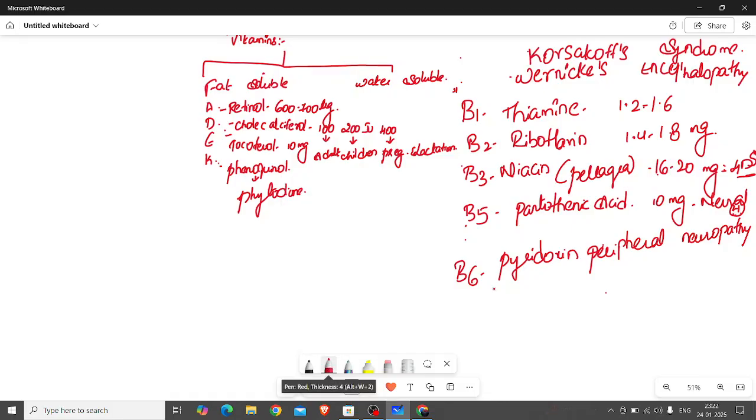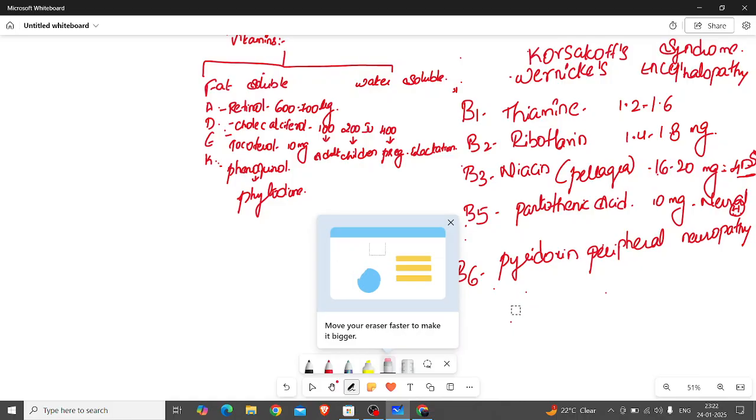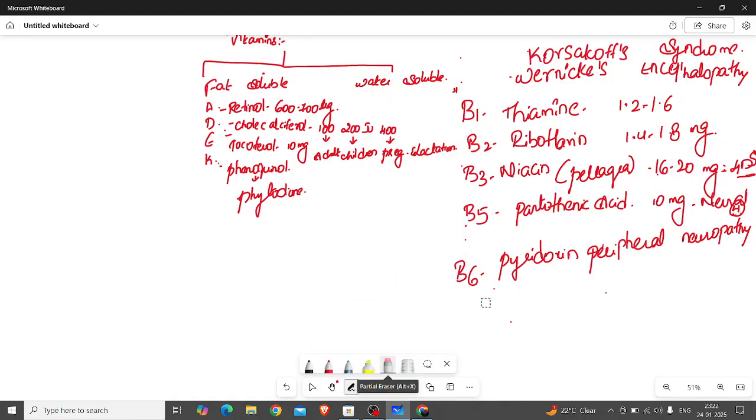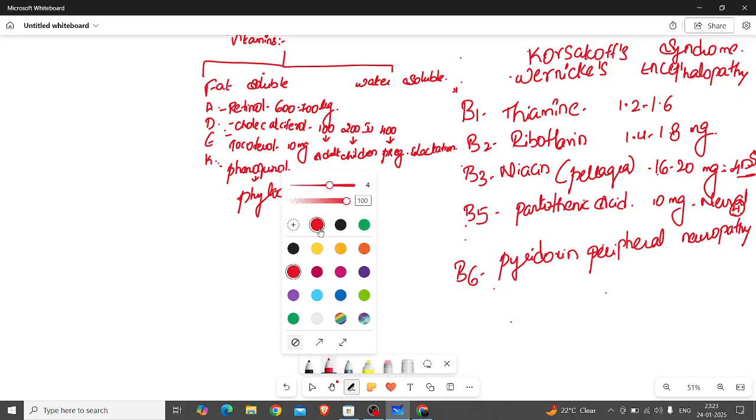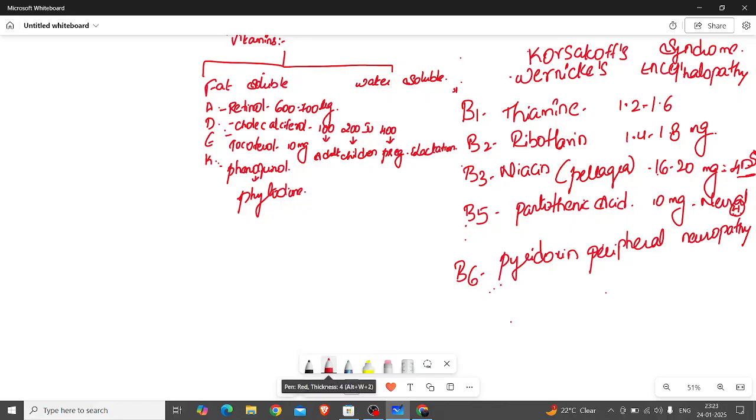This B6 normal range is about 2 to 2.5 mg. Pyridoxine deficiency leads to peripheral neuropathy.